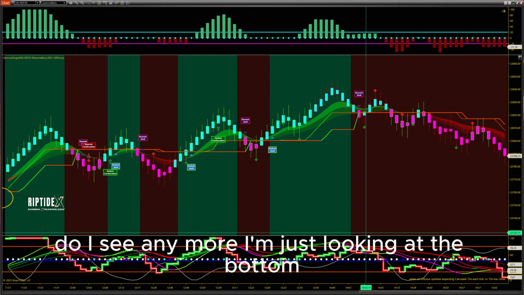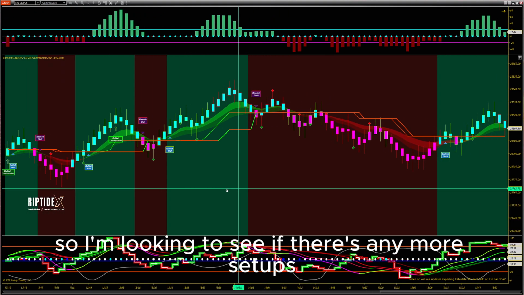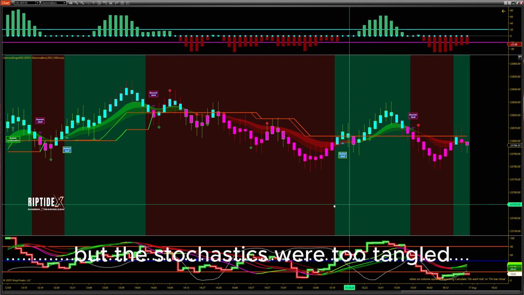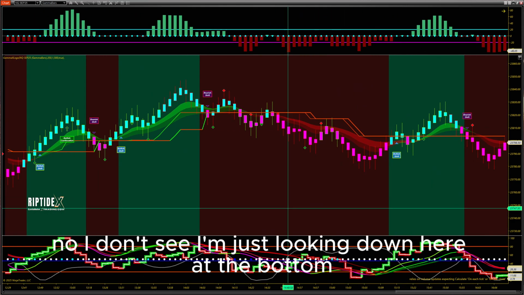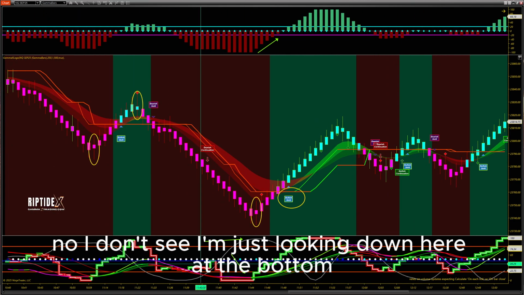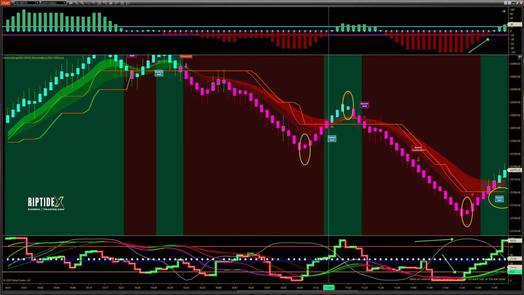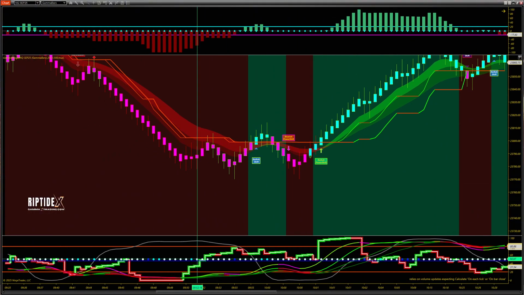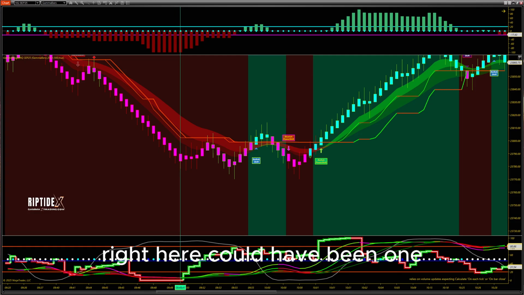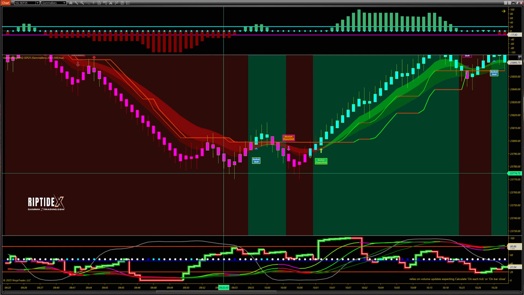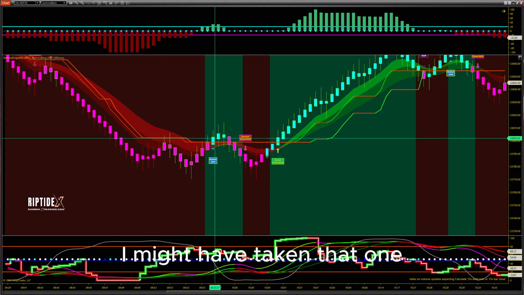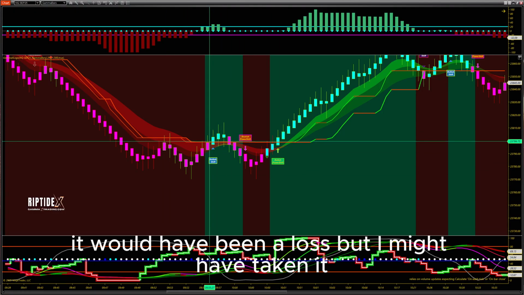Do I see any more? I'm just looking at the bottom to see if there's any more setups. This could be one. Money flow went down, but the stochastics were too tangled. No. I'm just looking down here at the bottom. No, see, the stochastic was lagging behind there. Right here could have been one. I might have taken that one. It would have been a loss, but I might have taken it.